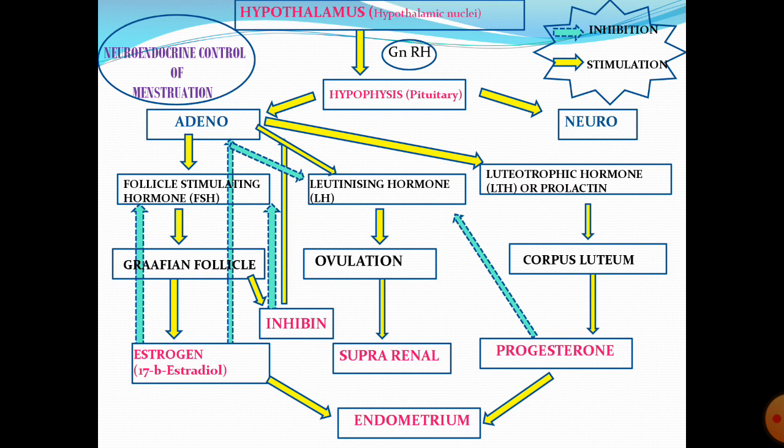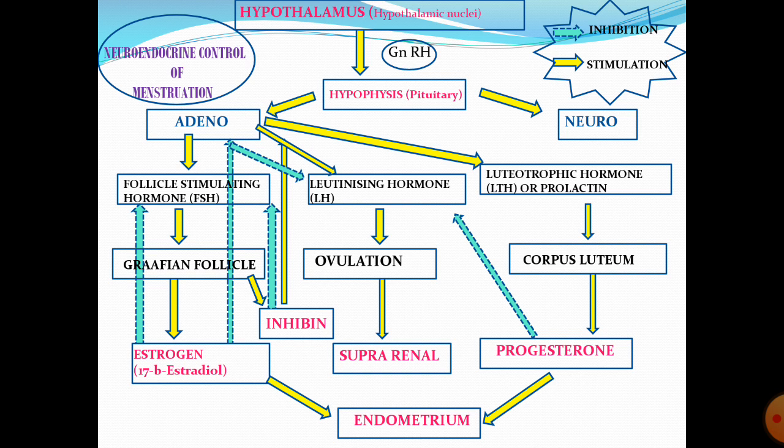At puberty, the hypothalamus in the brain starts pulsatile secretion of GnRH, that is gonadotrophin releasing hormone, resulting in the activation of the hypothalamo-hypophyseal ovarian uterine axis in the establishment of menstrual cycles. Pulsatile GnRH initiates secretion of FSH and LH from the adenohypophysis. FSH stimulates the growth of a few primordial follicles into Graafian follicles.